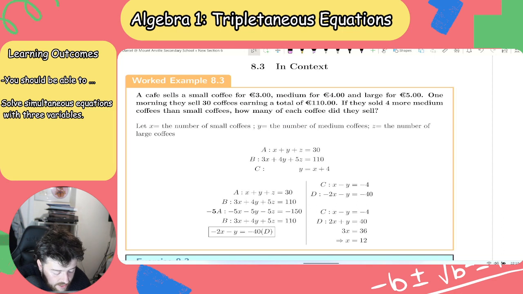A cafe sells a small coffee for €3, a medium coffee for €4, and a large coffee for €5. One morning, they sell 30 coffees, earning a total of €110. If they sold 4 more medium coffees than small coffees, how many of each coffee did they sell?